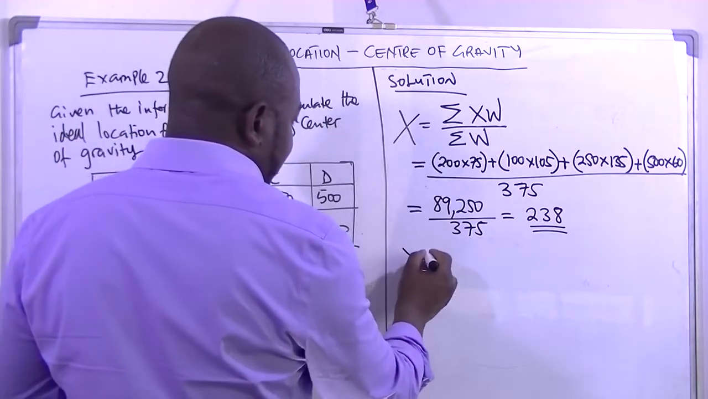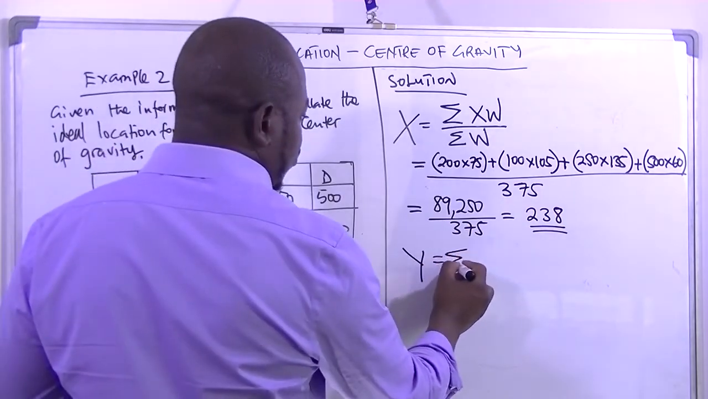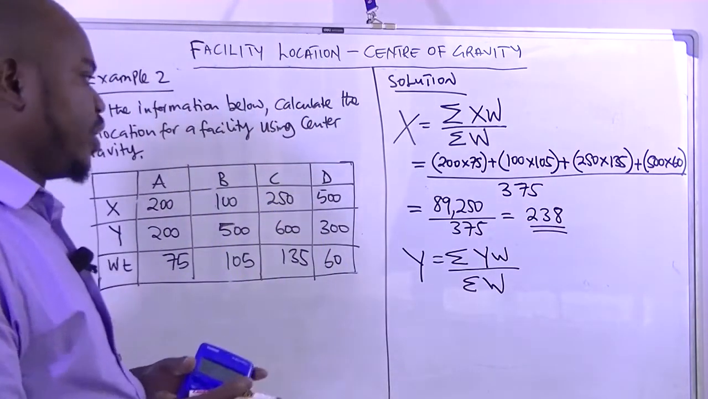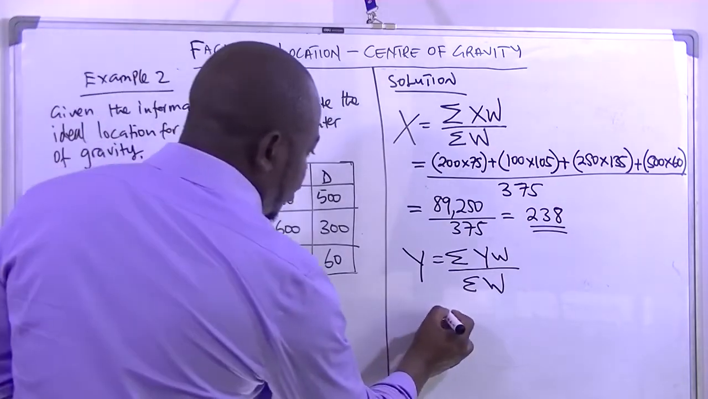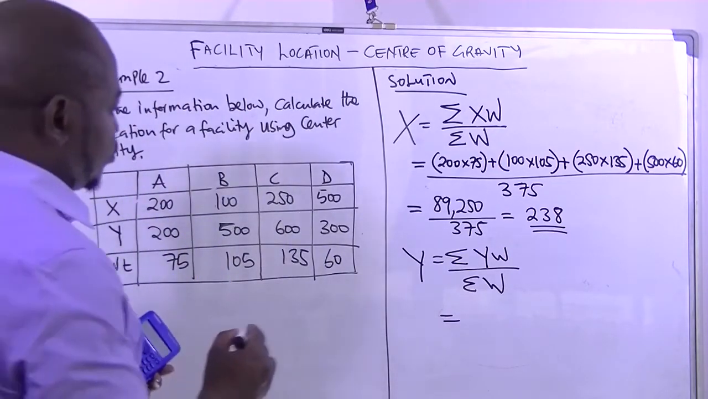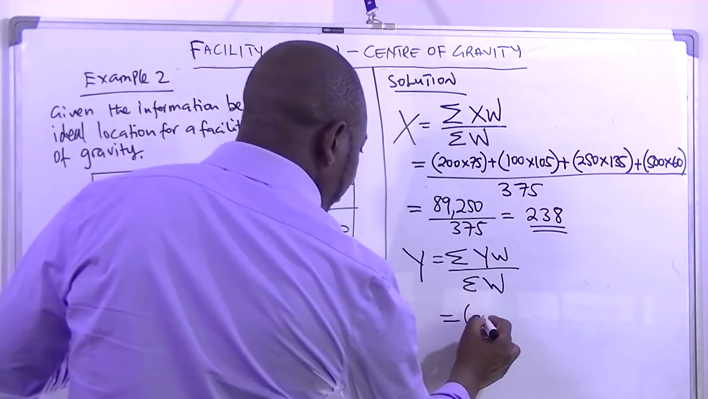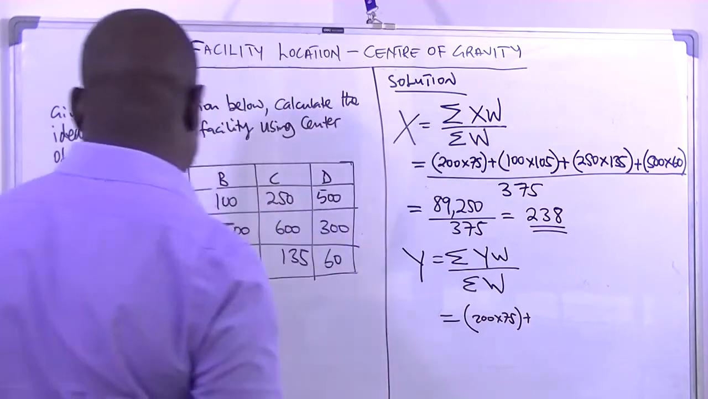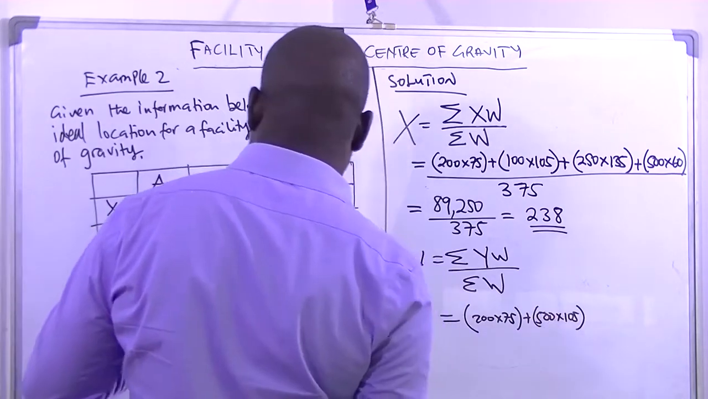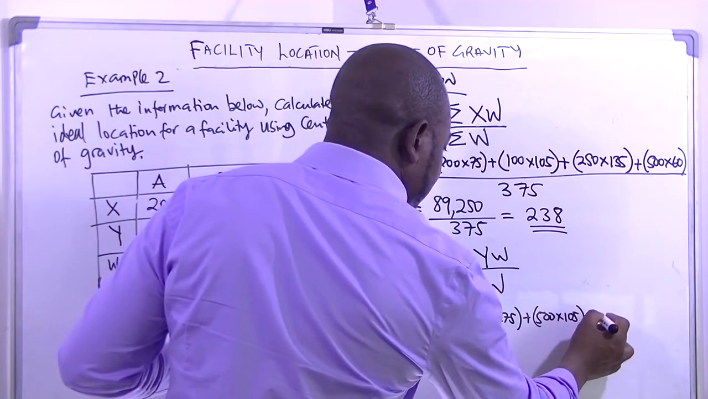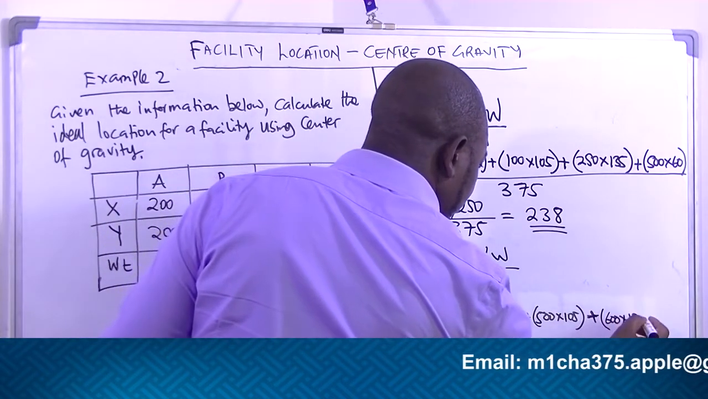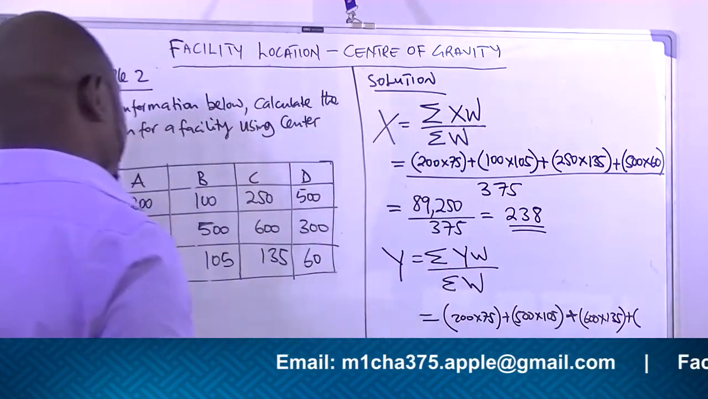My Y, like the case of X, will be summation of Y multiplied by the weightings over summation of the weightings, which will still remain 375. So my Y will be 200 multiplied by 75 plus 500 multiplied by 105 plus 600 multiplied by 135 plus 300 multiplied by 60.